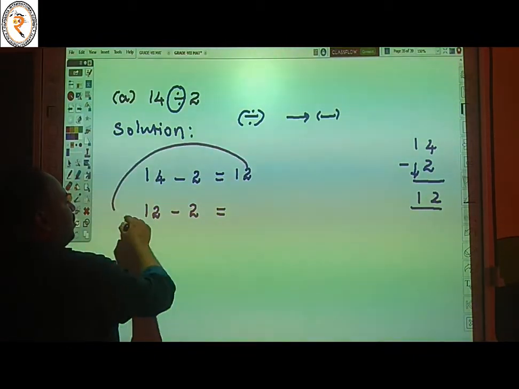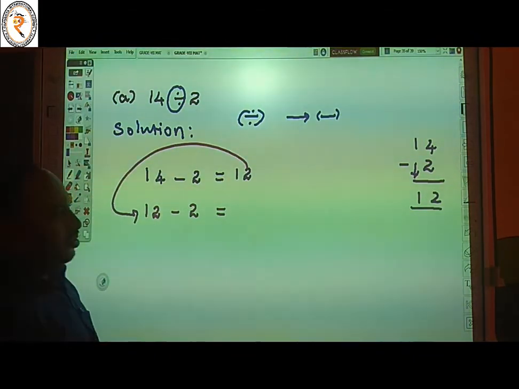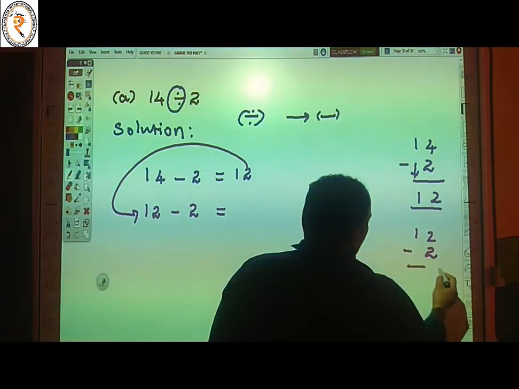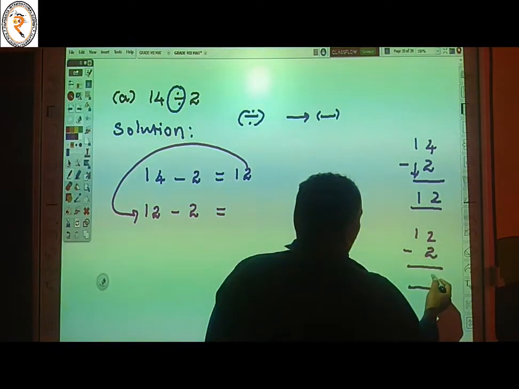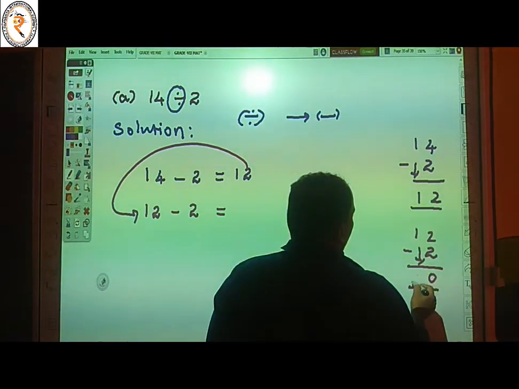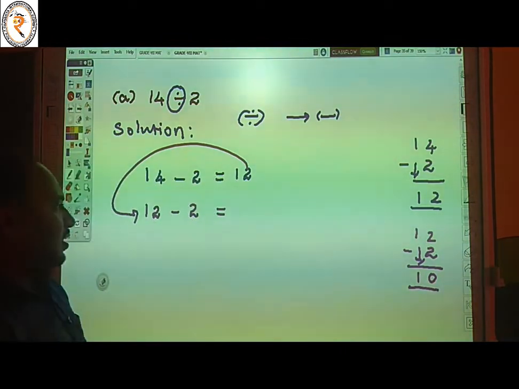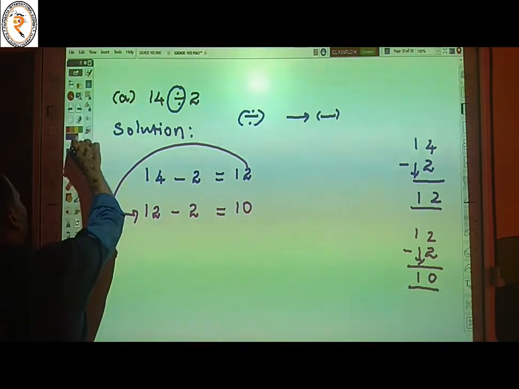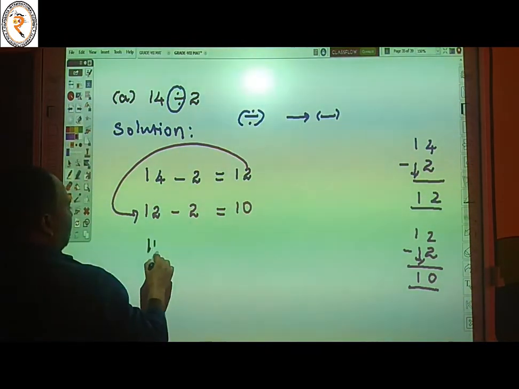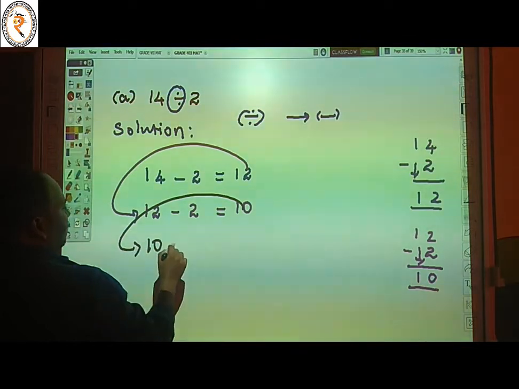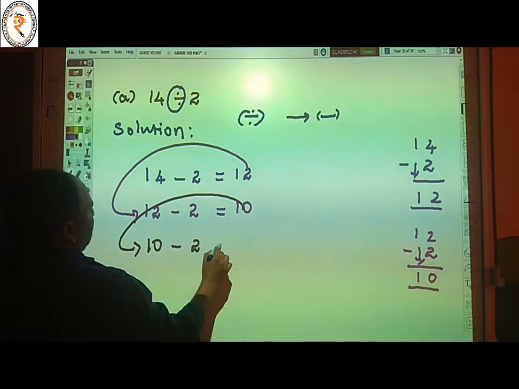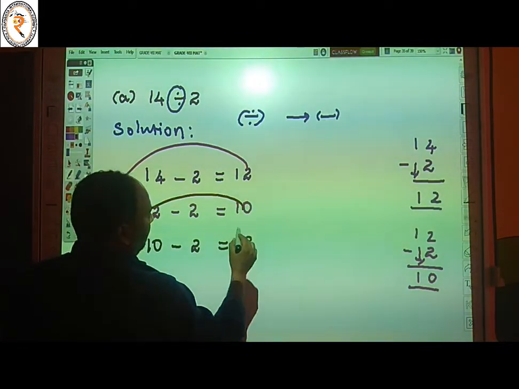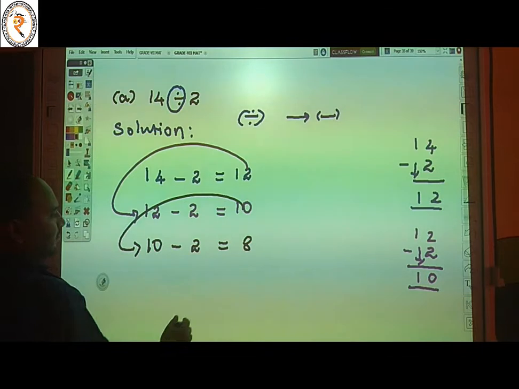Next, 12 minus 2 is equal to 10. 2 minus 2 is equal to 0. Bring down the number 1. So our answer is 10. Then again we want to subtract 2. 10 minus 2 is equal to 8.